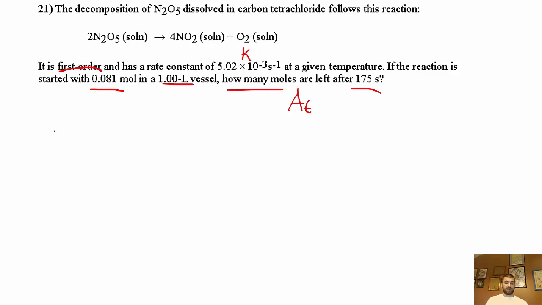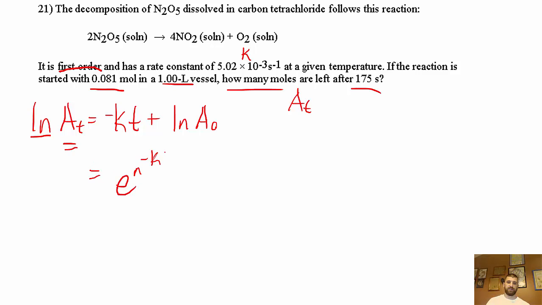All right, so first order is going to tell us that we got to use the ln of AT equals negative KT plus ln of A0. And it's asking us for AT. We got to solve for this. So it's again, well, how do we get rid of this natural log in front? You put the other side to E. So E to the negative KT plus ln of A0. Again, make sure you use parentheses when you're plugging things into the calculator. Equals AT. So that's our K.